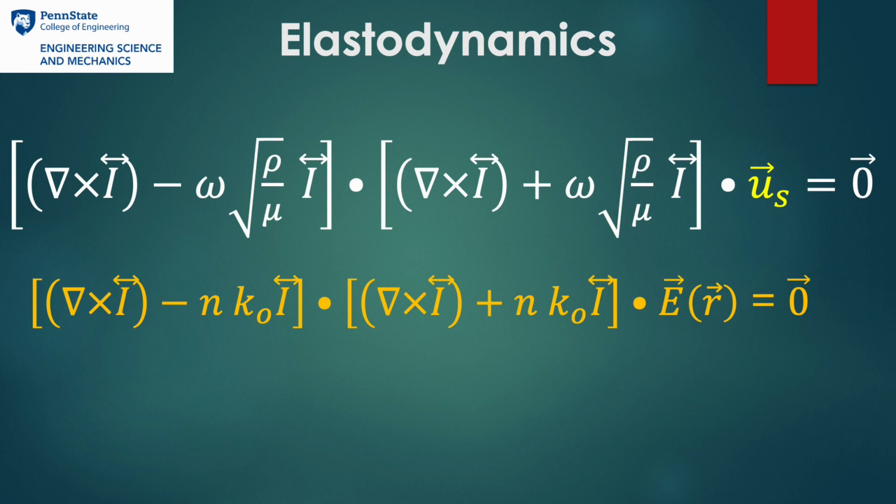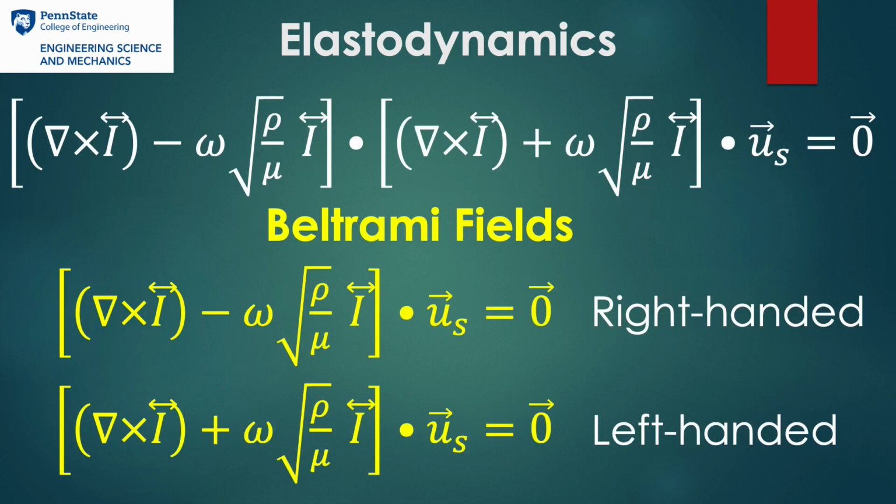This latter second-order differential equation is the same as in electromagnetics, and so we know that we can think of Beltrami fields again. The solenoidal component of displacement can thus be either a right-handed Beltrami field or a left-handed Beltrami field, but both have the same wave number. Thus, we need to do something different to make these equations work for an isotropic chiral medium.